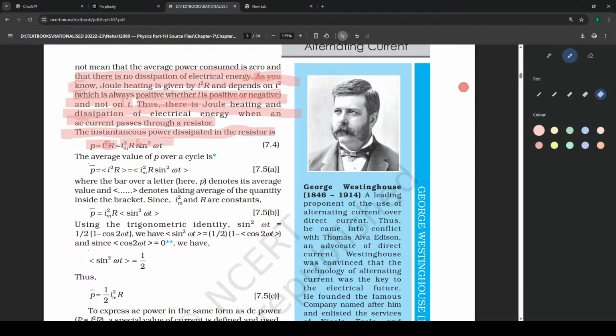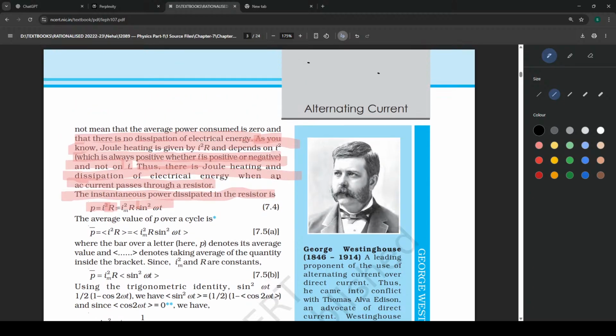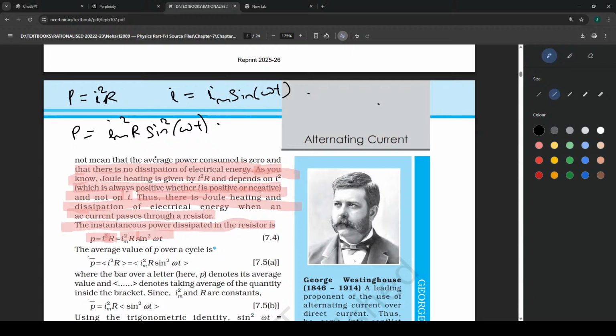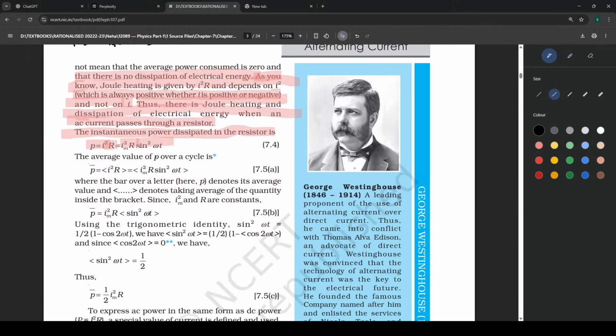Okay. Basically, if we want to find out the power dissipated in an AC circuit, we know the power formula, which is equal to I square R. Now we know I from the previous pure resistive circuit, which is I equals Im or I naught sine omega t. Substituting this here, we will get power equals Im square R sine square omega t, because it is I whole square. That is basically what they have written here.